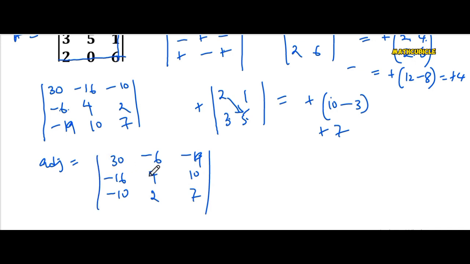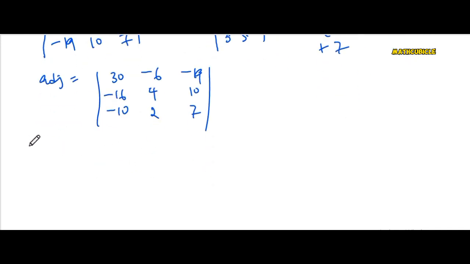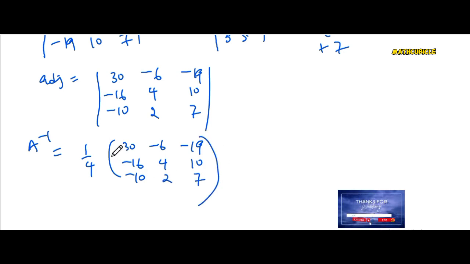So the inverse, A inverse, becomes, remember our determinant is 4, so 1 over 4, then 30 minus 6 minus 19, minus 16, 4, 10, minus 10, 2 and 7. So this is our inverse.